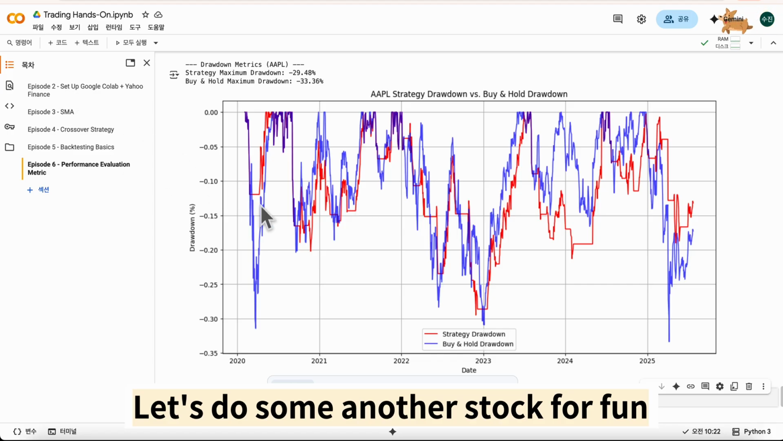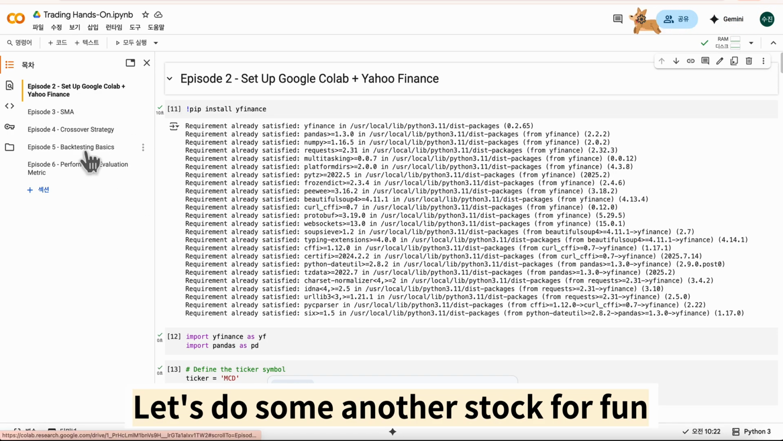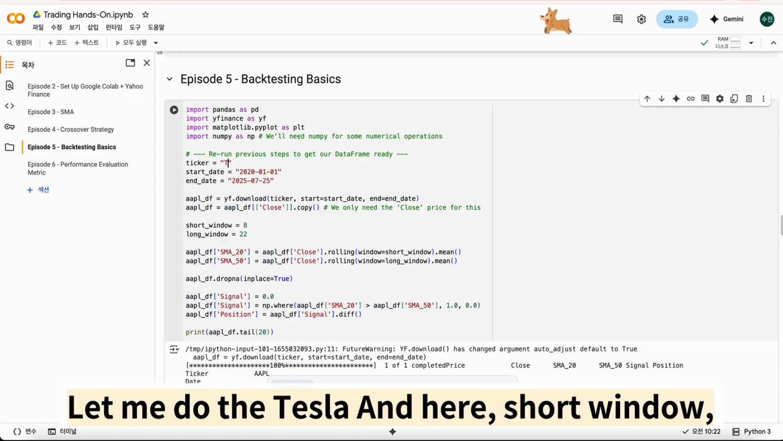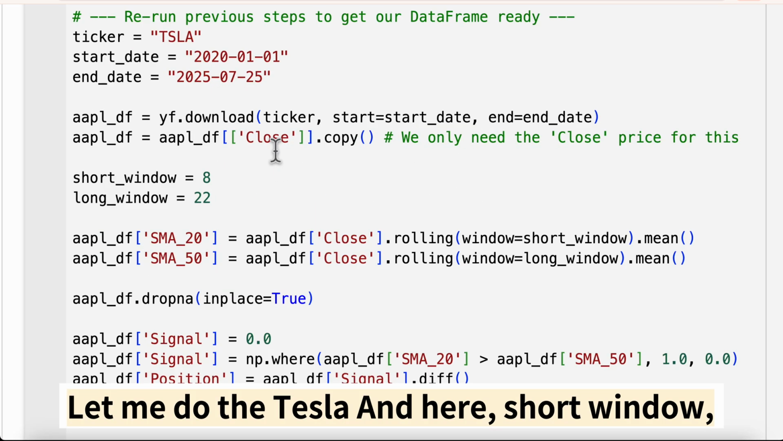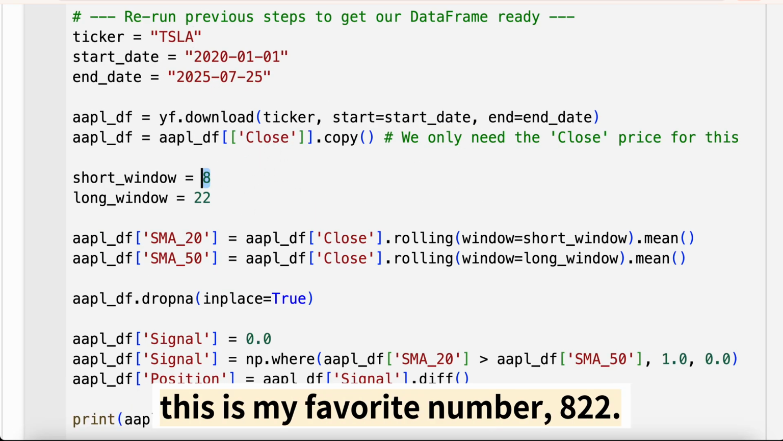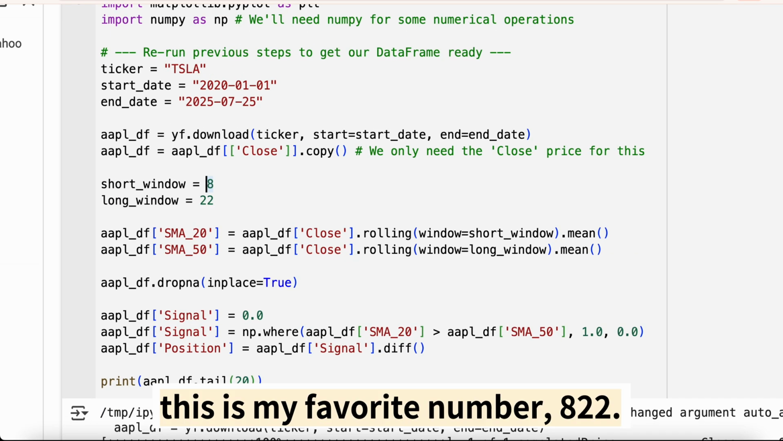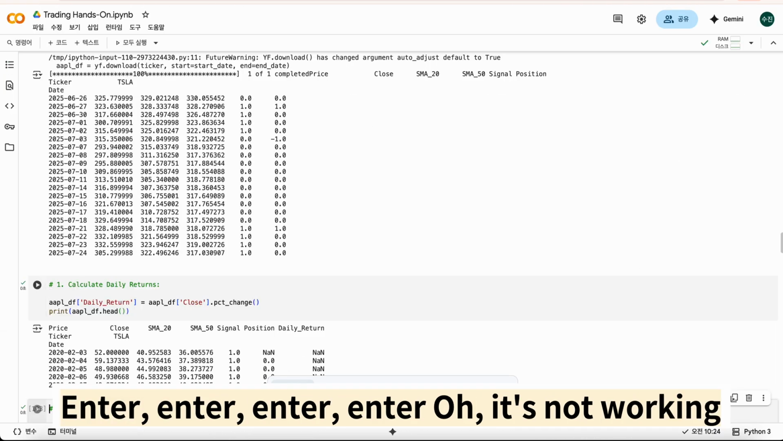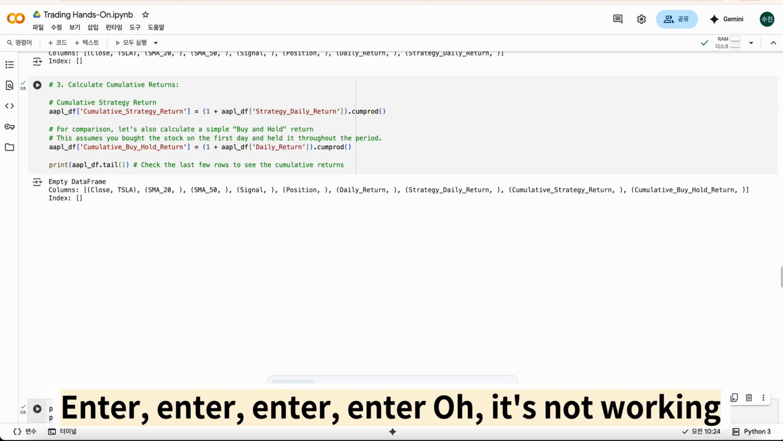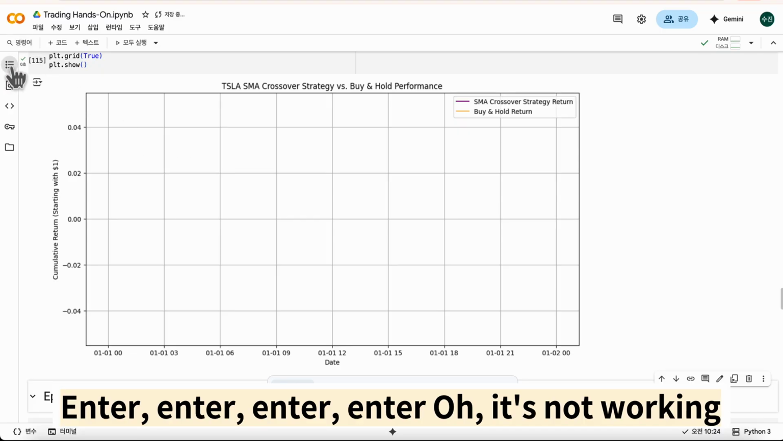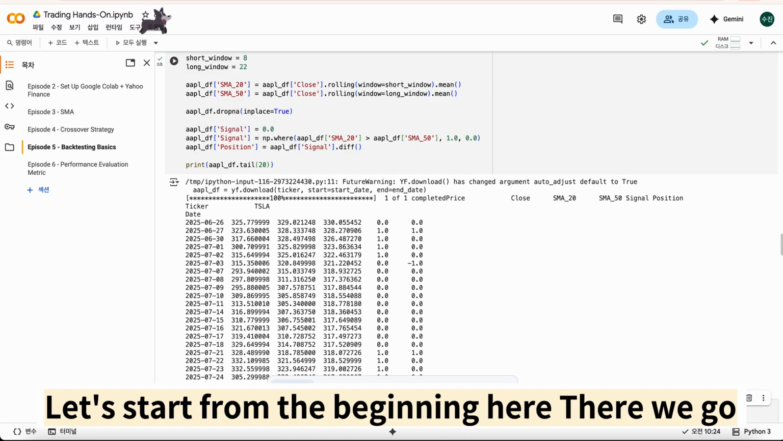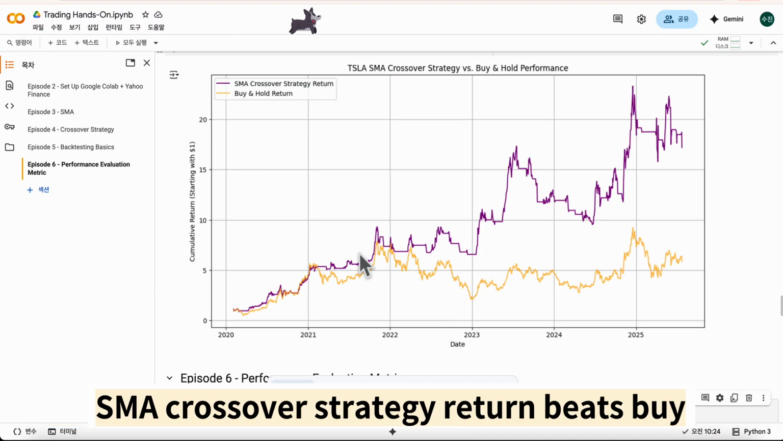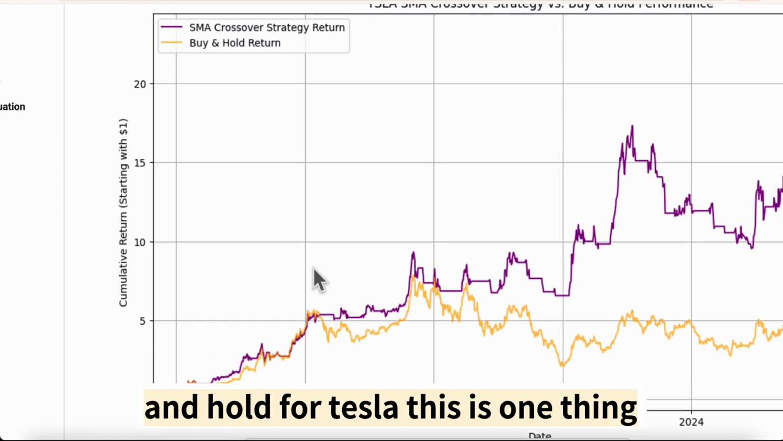Let's do another stock for fun. Let me do Tesla. And here, short window, this is my favorite number, 822. And let's do this. Shift+Enter, Enter, Enter, Enter, Enter. Oh, it's not working. Let's start from the beginning here. There we go. SMA crossover.